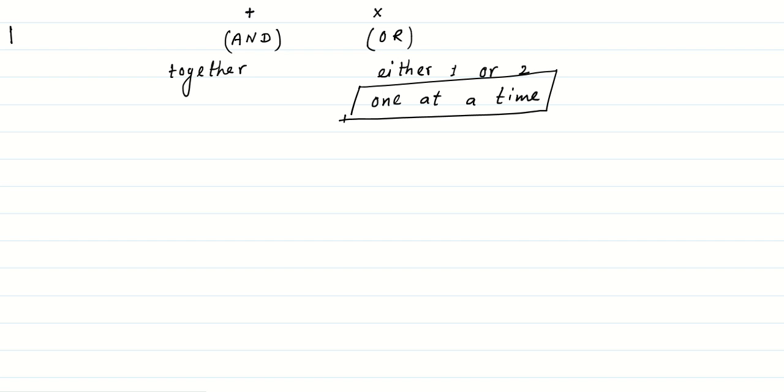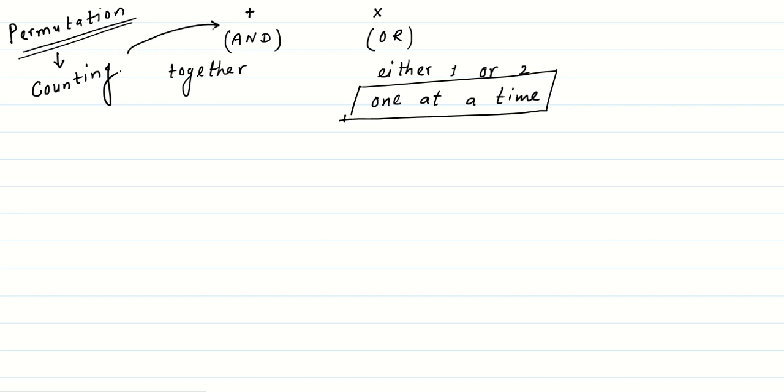This topic is called permutation and combination. What is the meaning of permutation basically? The meaning is counting. How do we count efficiently? Using the two fundamental principles. The first one using AND and the second one using OR.